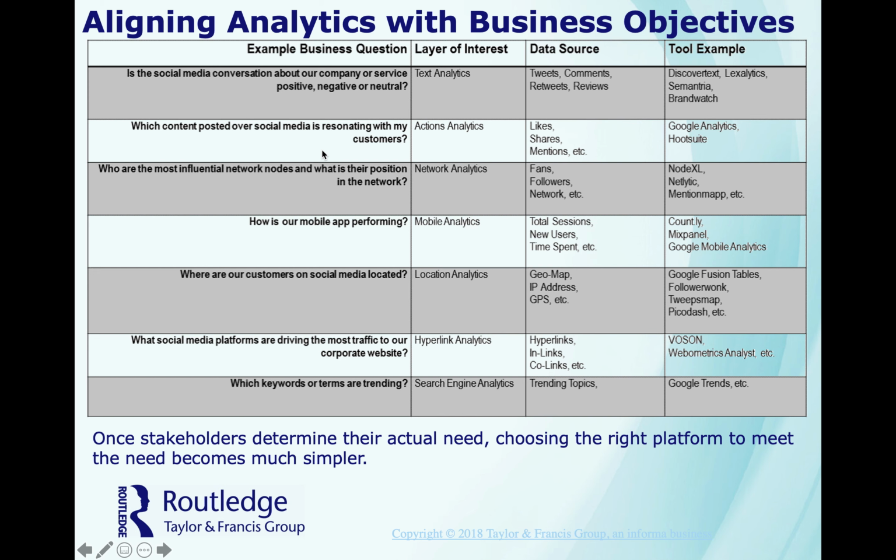Which content is posted over social media and is resonating with our customers? You would use action analytics, which would be sourcing out likes, shares, mentions, anything that relates to that kind of thing. This example can be used in Google Analytics or Hootsuite, which you are now very familiar with both. So go through this list and look at what you would use when you do network analytics, mobile analytics, location, hyperlink, and search engine analytics, and all of the sources of software.